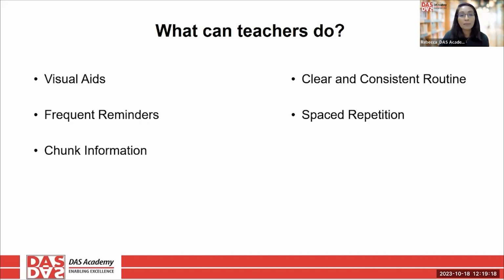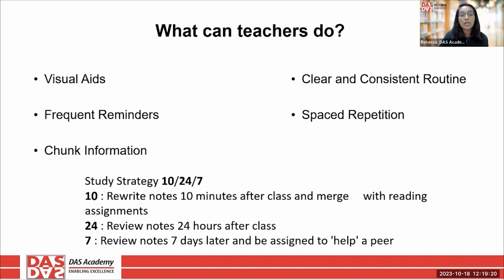So let me give you an example over here. A very simple study strategy is called the 10-24-7. So 10 refers to 10 minutes, which is getting the students to rewrite notes 10 minutes after class and merge with reading assignments. You could assign it as an after-class task. That means the moment you have taught something new, give them about 10 minutes to write down notes in their own words.